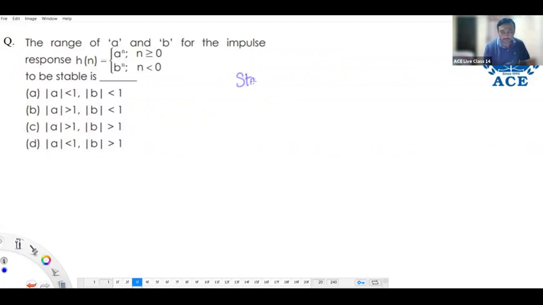discrete form of stability means sigma mod h[n] must be finite, sir. So think of an answer.